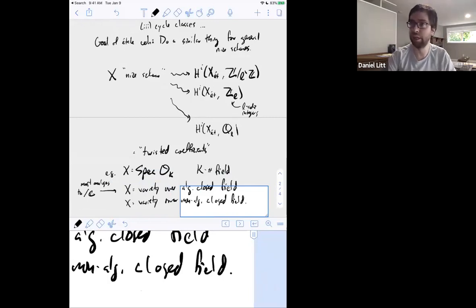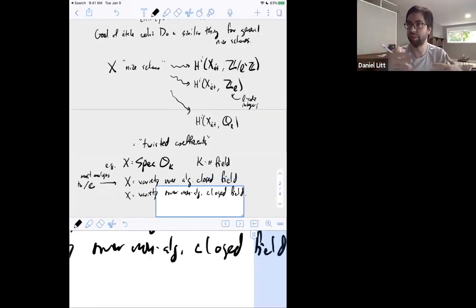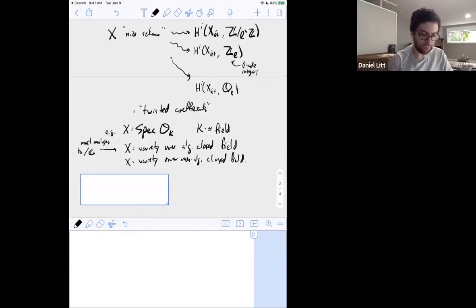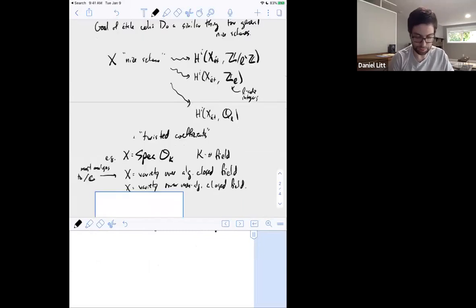So for example, if you take a variety over an algebraically closed field, its cohomology will vanish in degree above twice its dimension, just like a complex variety. Like if you have a complex threefold, its singular cohomology will vanish above degree 6. If you take a variety over a non-algebraically closed field, its cohomology will not typically vanish in that degree. For example, if you have a variety over a finite field, its cohomology will vanish above degree twice the dimension plus 1. But in general, the cohomology in degree twice the dimension plus 1 won't actually be 0.